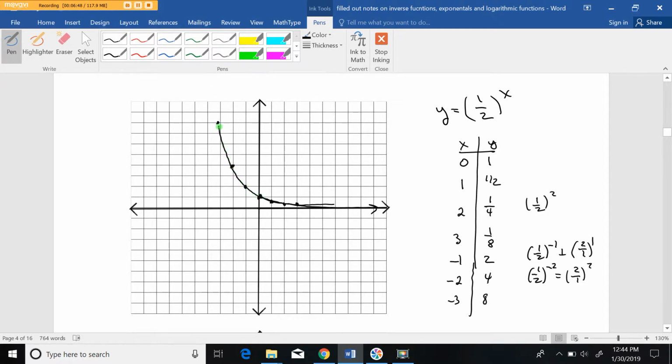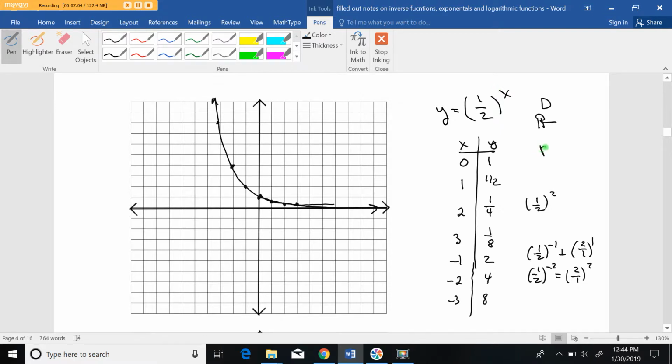Now I can kind of sketch this. So 1/2 to the x has the same type of shape as 2 to the x. It just gets big going to the left and goes to 0 going to the right. Domain of this function is again all real numbers. You can put anything for x in that you want. You're going to get a value out.